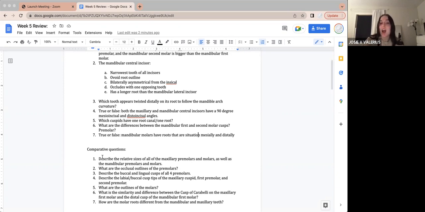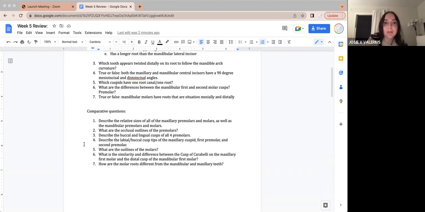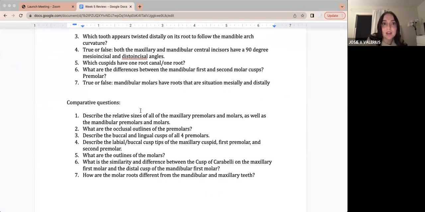And then also I'd like to highlight, while we're talking about this, the maxillary cuspids have the longest and strongest roots in all of human dentition. And that's something that's a pretty common question for the exam. So keep that in mind as you're taking the exam. Okay, let's see, where were we?